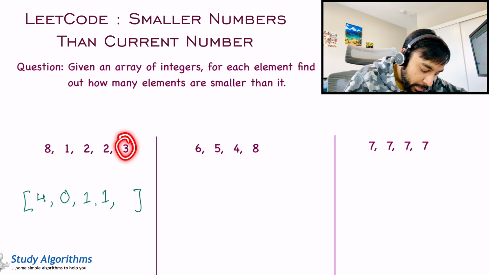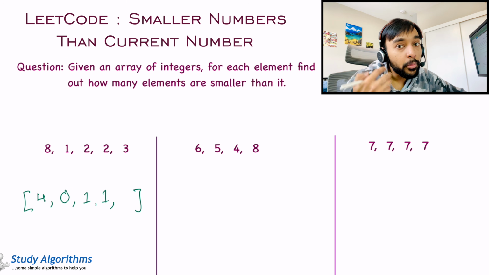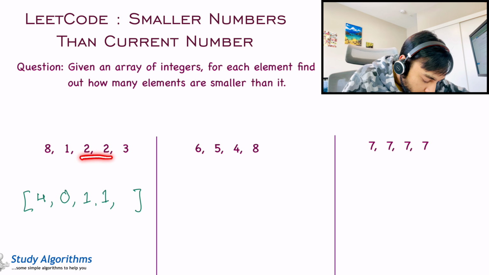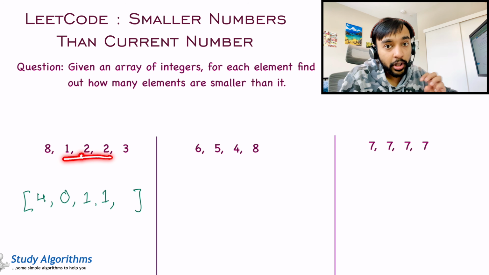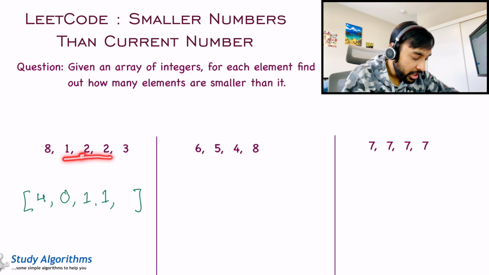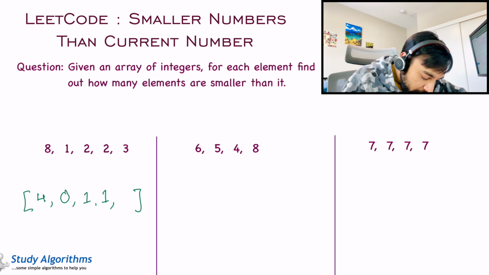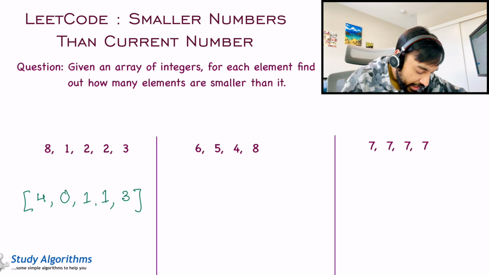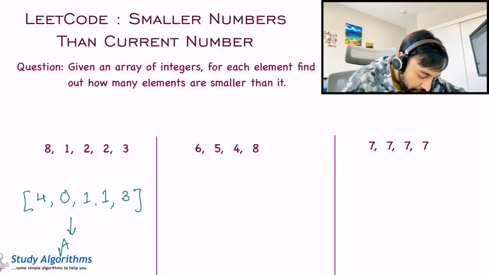Next, I have the element 3. So, how many elements in the entire array are smaller than 3? You have 2 2's and 1 1. That gives you a total of 3 numbers, right? So, you need to write down 3 in your last output. Once you have traversed this entire array, this resultant array is your answer.